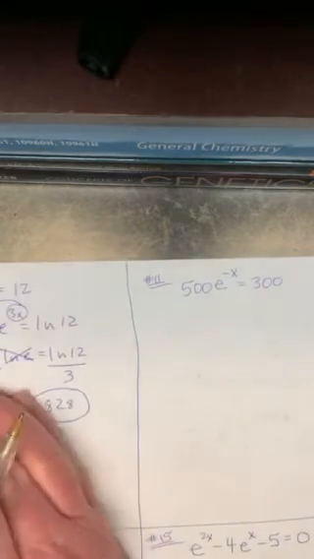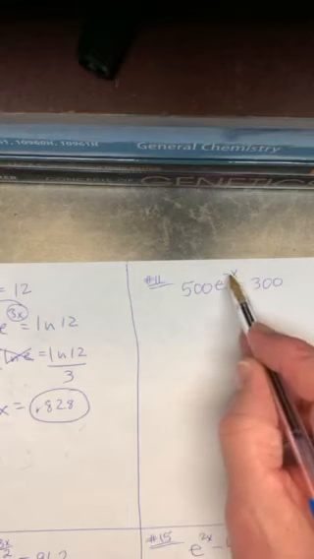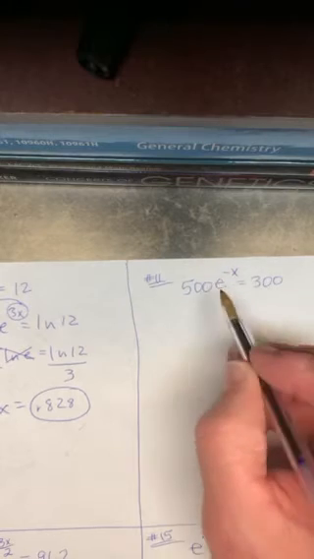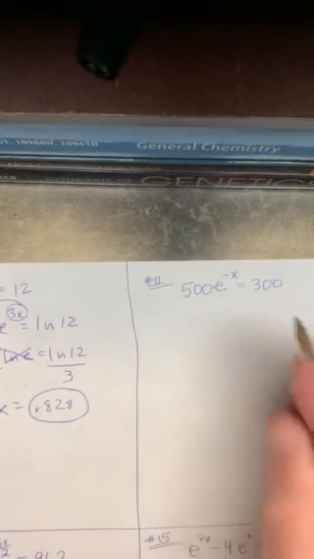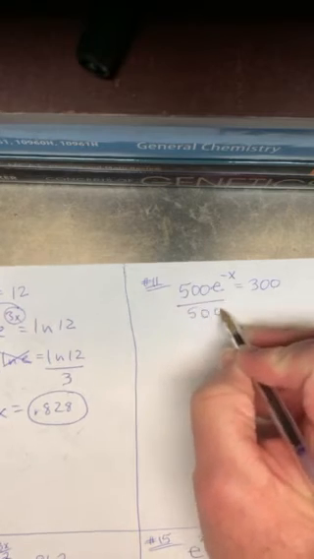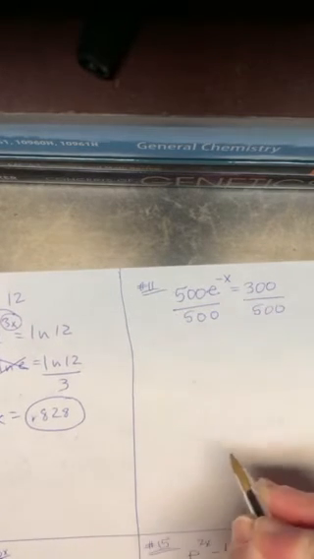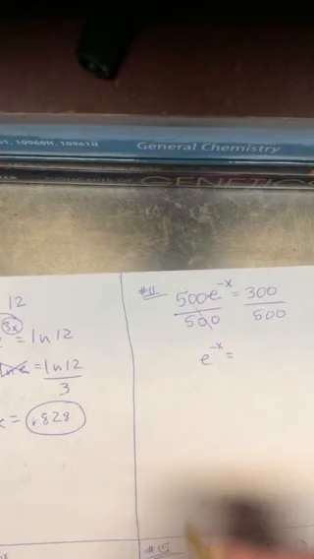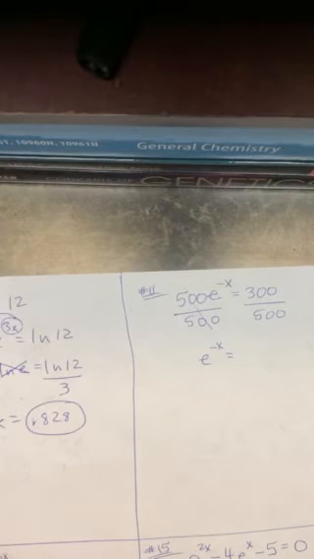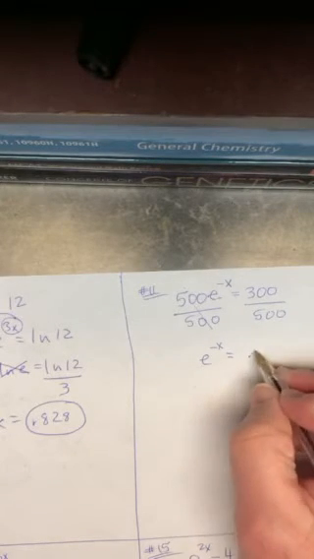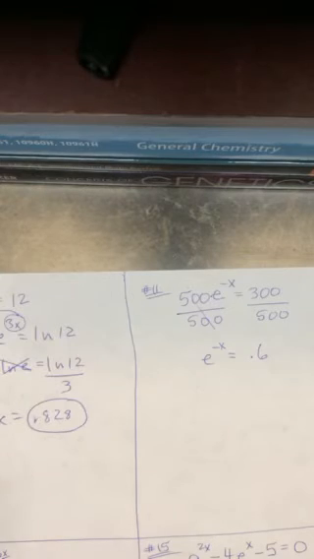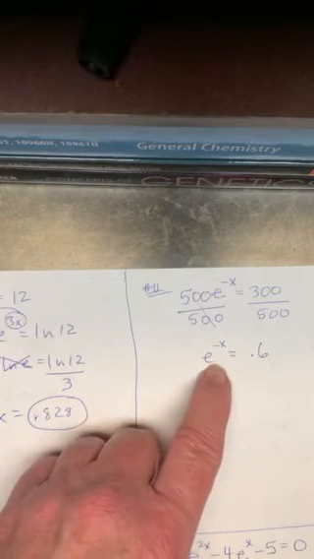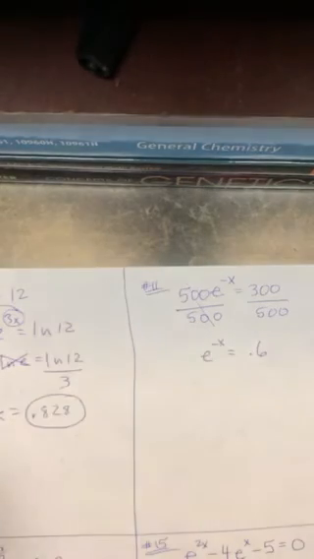Okay, number 11. Again, I've got an e raised to a missing exponent. We want to get that thing by itself, don't we? There's a dot connection involved, so would you agree we're going to divide by 500 in our first step? The 500s cancel. I've got e to the negative x equals, well, I'm pretty sure if I hit 300 divided by 500, I get 0.6. And now I'm to the point where I've gotten my base and my missing exponent by itself so that I can now naturally log both sides.